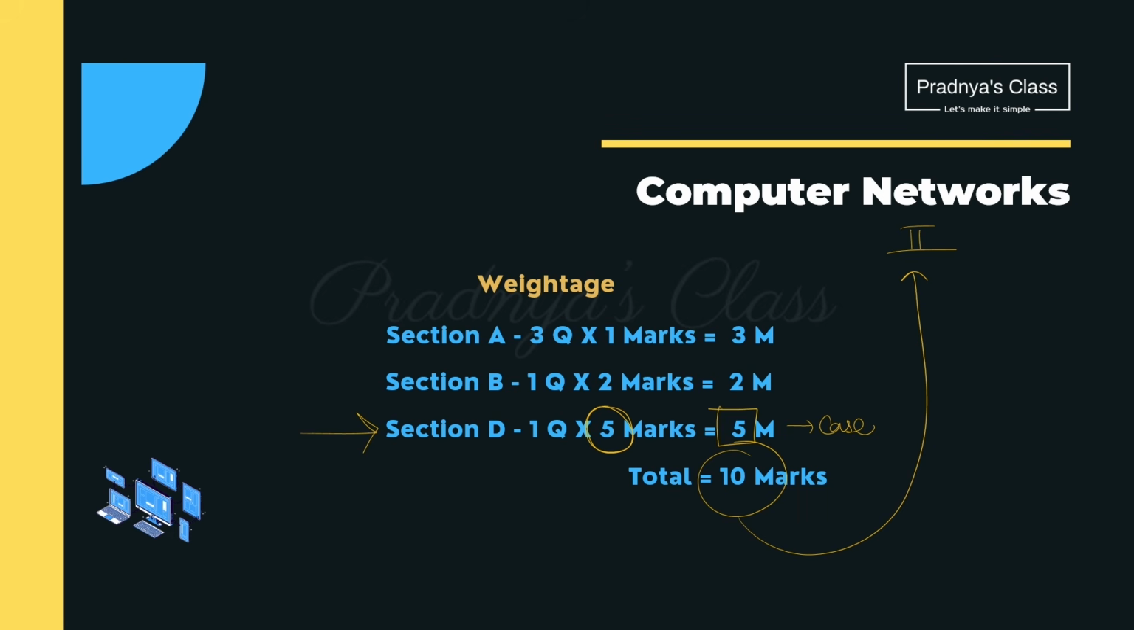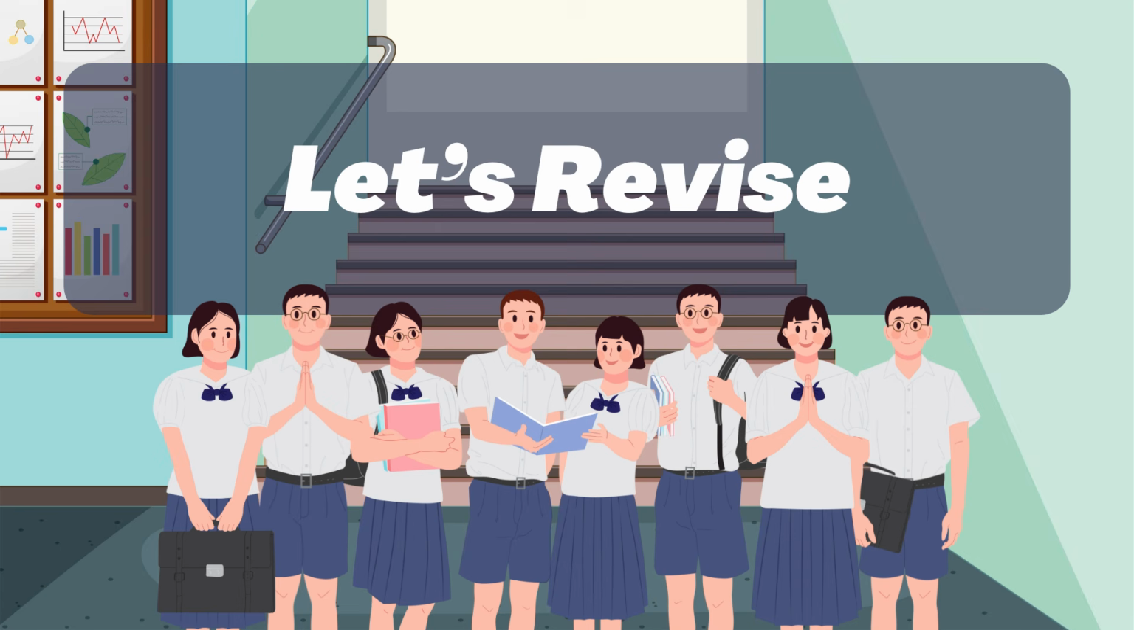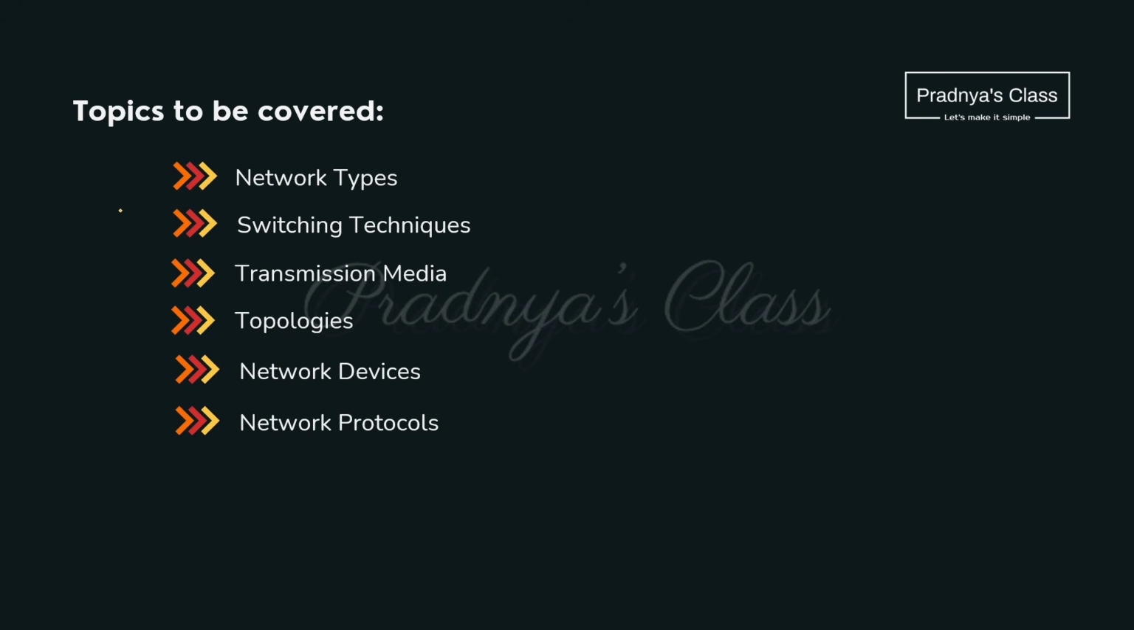You will be getting questions in section A as well as in section B. There may be a slight variation in the distribution. Here are the important topics that we have discussed. First we discuss network types. It is LAN, WAN, MAN, PAN.